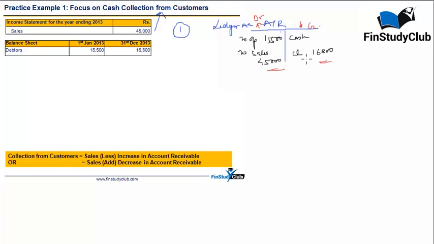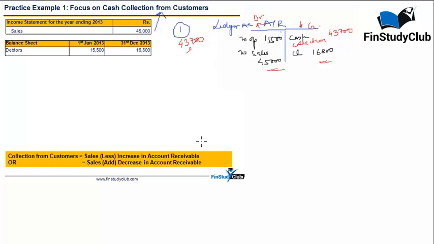So I am going to find out the net cash collection, which is going to be my balancing figure here, which by doing a quick math is 1300 less than 45,000, which is 43,700. So my answer is 43,700 cash collection by my first method.